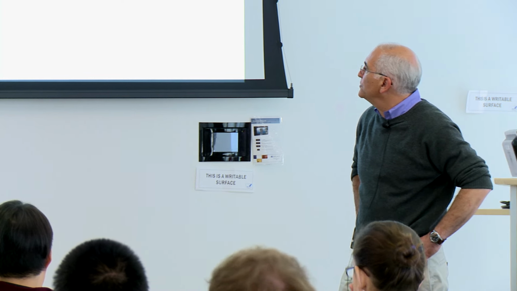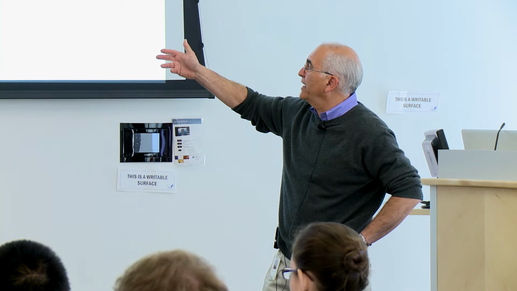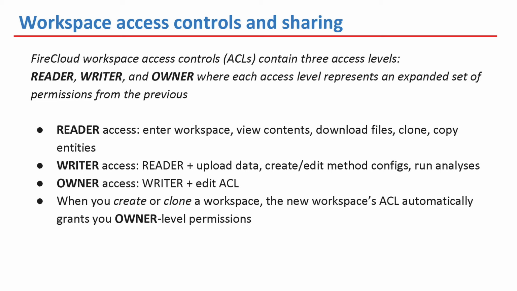All right, and also, when you create workspaces, we talked about reader level access. Writer level access controls are all reader level access controls, plus giving somebody the ability to write to that workspace. And that means giving them the ability to upload data to it, upload data to the bucket itself, and also to run analyses. And then there are owner level privileges, which are reader and writer level privileges, plus the ability to edit an ACL.